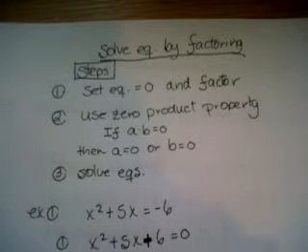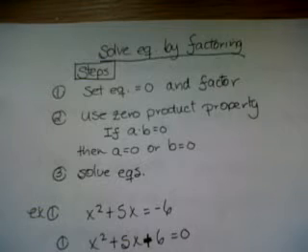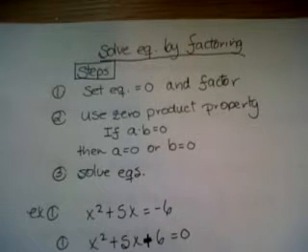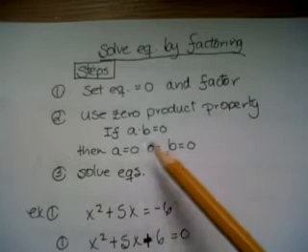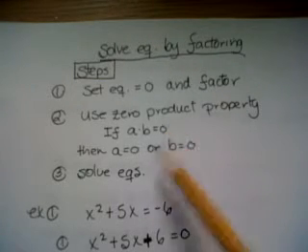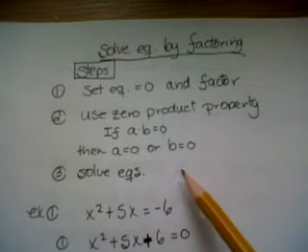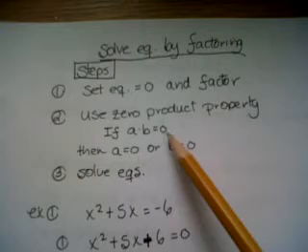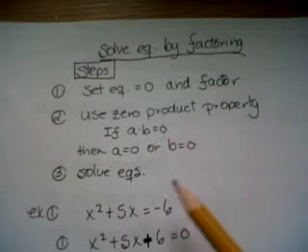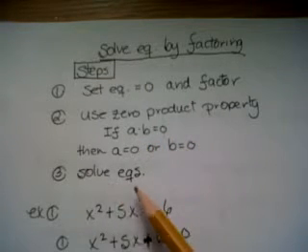Now we'll take a look at solving equations by factoring. So here's the steps that we do. First, we set our equation equal to 0. Then we factor. Then we use something called the zero product property. And the zero product property says that if I have a times b is equal to 0, then either a must be 0 or b must be 0. They could also both be 0, but one of them has to equal 0 if two things multiplied equal 0. And then you would just solve your equations.